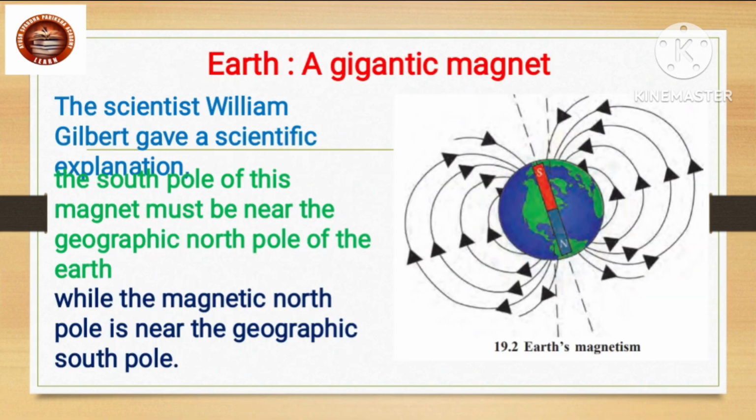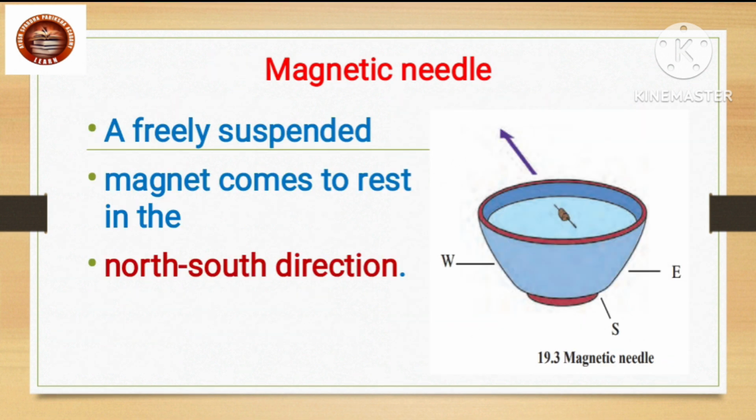Earth, a gigantic magnet. The scientist William Gilbert gave a scientific explanation. The south pole of this magnet must be near the geographical north pole of the earth, while the magnetic north pole is near the geographical south pole. Magnetic needle. A freely suspended magnet comes to rest in the north-south direction.